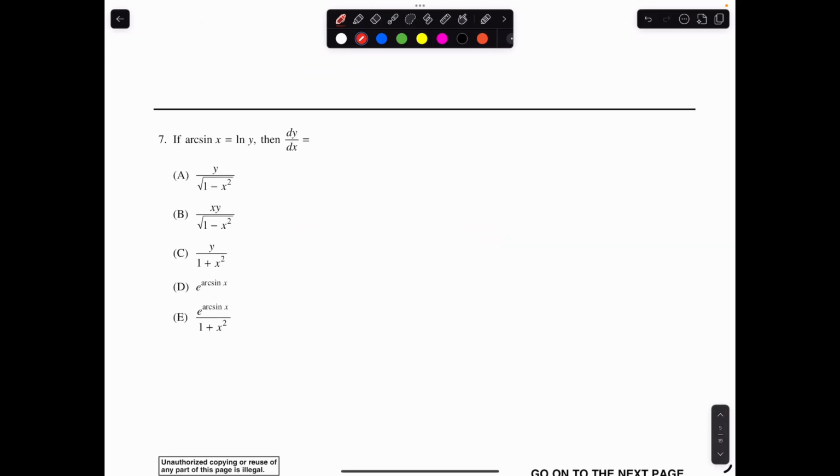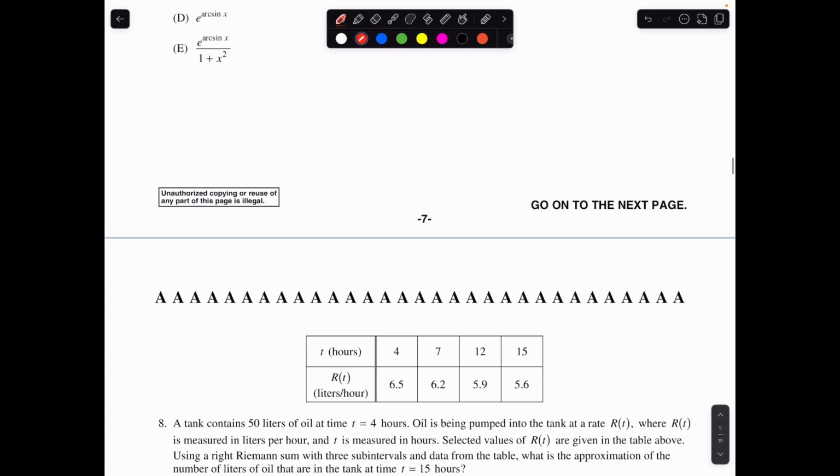Okay, arcsine x equals ln of y, then dy/dx is equal to. All right, so this is implicit differentiation. For arcsine, the derivative is just 1 over square root of 1 minus x squared. You need to have that memorized. And the derivative of ln of y with respect to x is 1 over y times dy/dx. You have to multiply by dy/dx because it's the chain rule here. And then in order to get dy/dx by itself, I would multiply by y on both sides. So I get y over square root of 1 minus x squared. So for number 7, the answer is A.